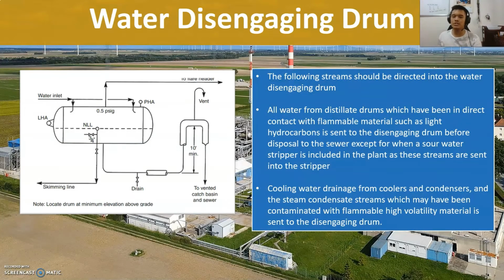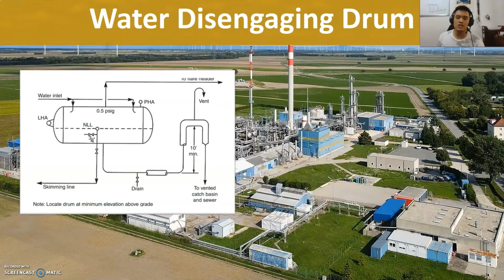And lastly, the heuristics for the water disengaging drum. The following streams should be directed into the water disengaging drum. All water from distillate drums, which have been in direct contact with flammable materials such as light hydrocarbons, is sent to the disengaging drum before disposal to the sewer, except for when a sour water stripper is included in the plant, as these streams are sent into the stripper. Cooling water drainage from coolers and condensers and the steam condensate streams, which may have been contaminated with flammable, highly volatile material, is sent to the disengaging drum.